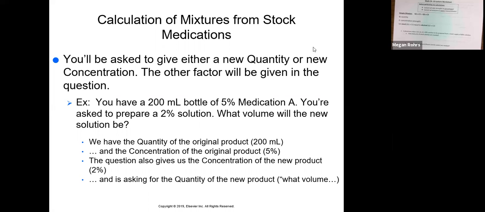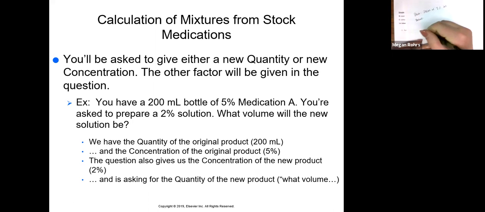So let's take a look at this first example here on the slides. You have a 200 ml bottle of 5% medication A. You're asked to prepare a 2% solution. What volume will the new solution be? Okay, so here we are given a stock quantity and a stock strength or concentration. So this is what we have in stock. So I'm going to write that down and I'll make my screen bigger here in a little bit. So in stock, we have 200 mils of a 5% solution. We want to make a 2% solution. So that is going to be what we are desiring.